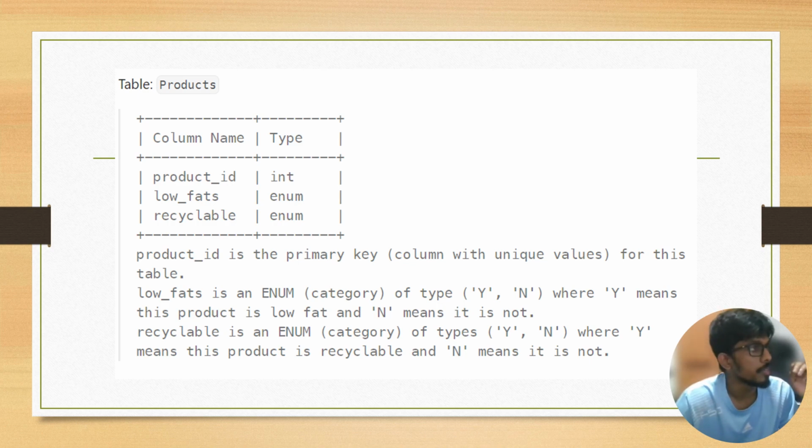In this problem we are provided with a table named products, and in this products table there are three main columns: product ID, low fats and recyclable. And this product ID is the primary key, and low fat is an enum, and also recyclable is also an enum. And for these two enums the values are either y or n. So simply y means yes and n means no.